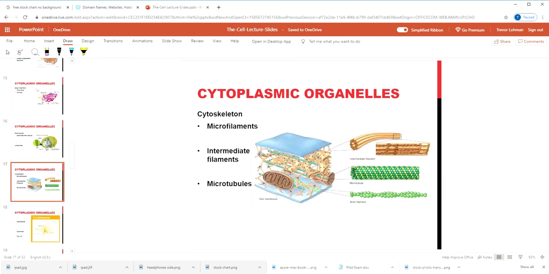Intermediate filaments are slightly larger. They have a high tensile strength. You can kind of think of them as rope. So the intermediate filaments are going to be anchored to the desmosomes, and they're going to hold that cell together. They have high tensile strength.